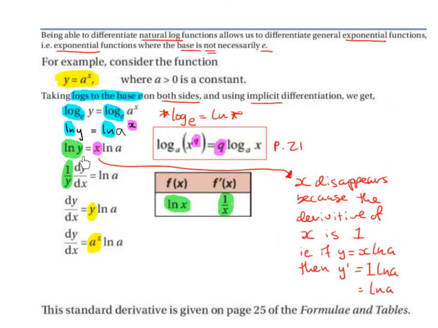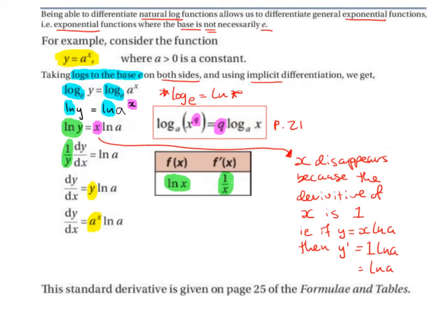So now we solve for dy dx. We multiply both sides by y to get rid of the 1 over y on the left. So we end up with y ln a, or y natural log a. And we know y is equal to a to the power of x from up here. So we end up with dy dx equals a to the power of x natural log a. This standard derivative is given on page 25 of the formulae and tables.